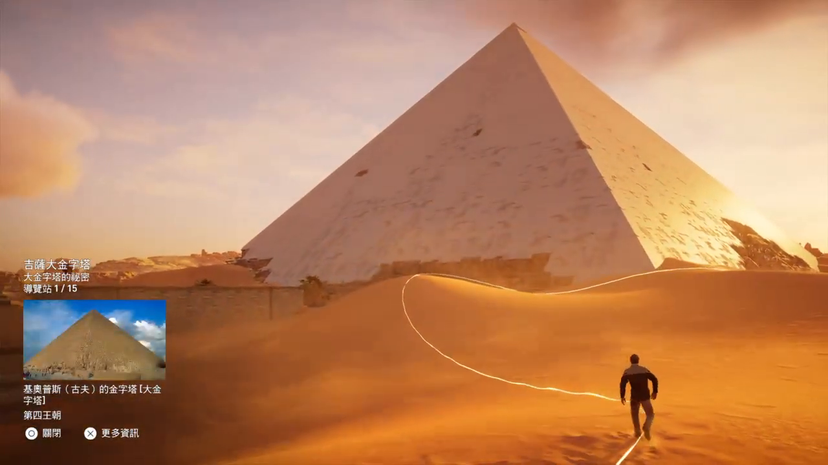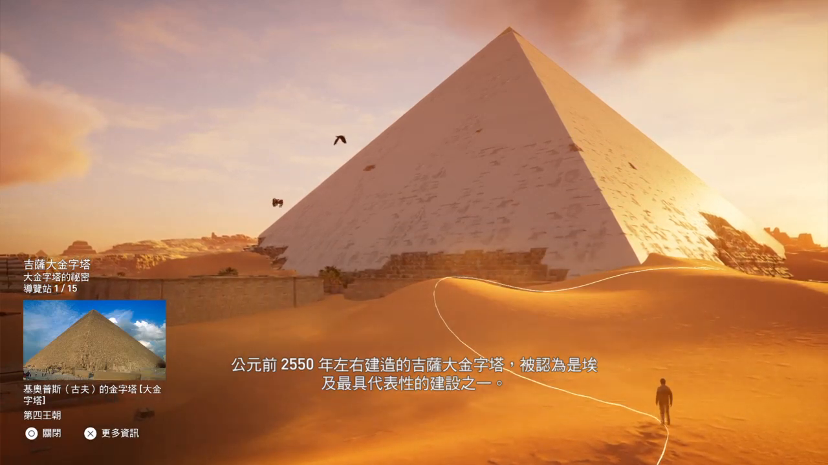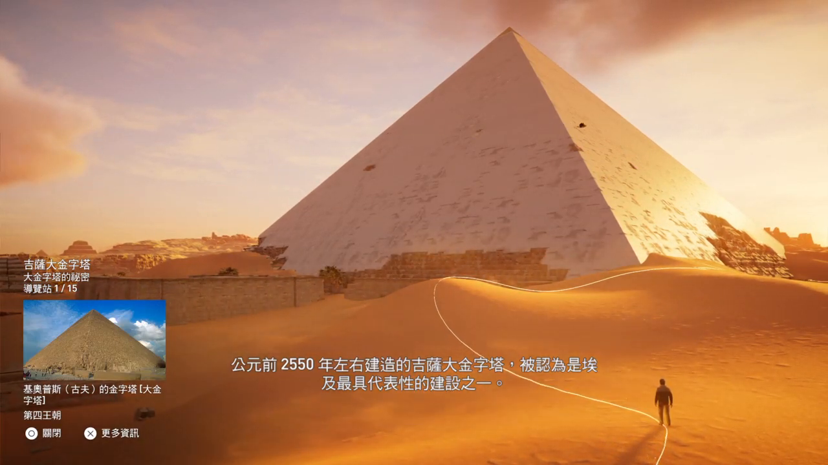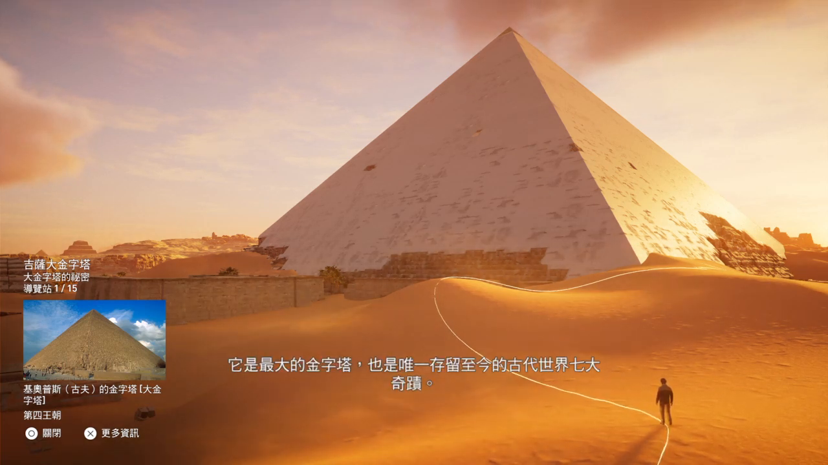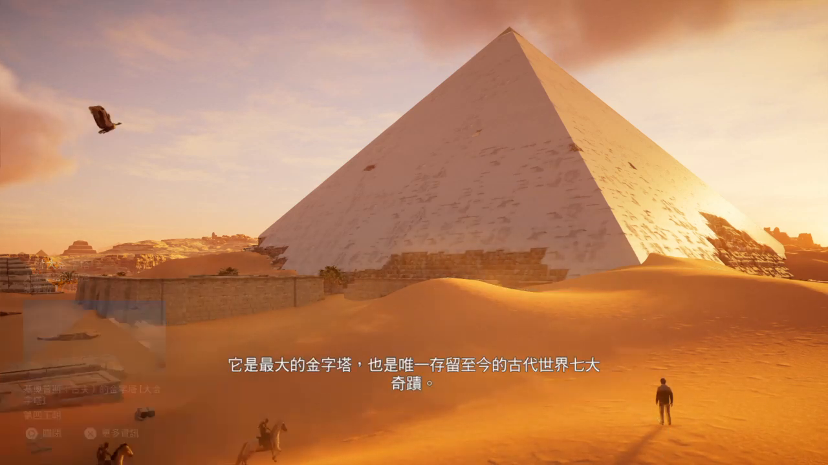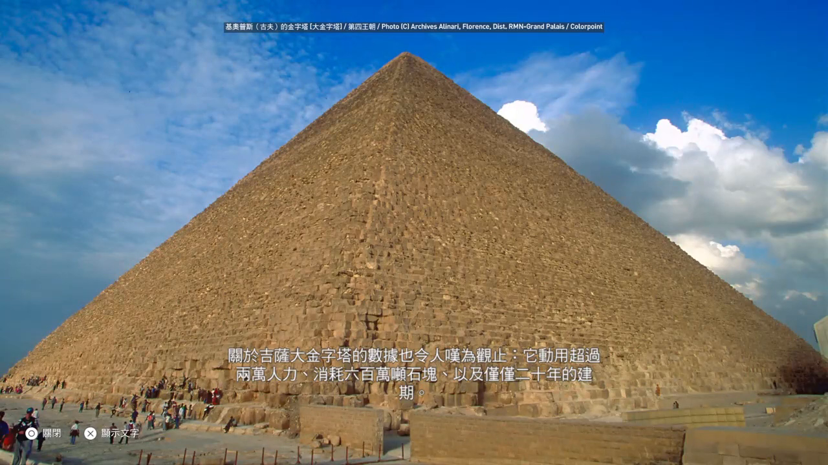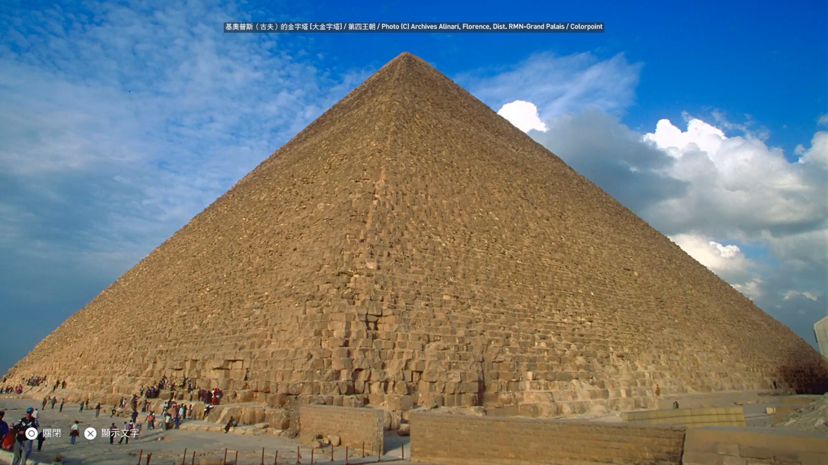Built around 2550 BCE, The Great Pyramid of Giza is considered one of the most iconic structures of Egypt. It is the biggest of the pyramids and the only one of the 7 wonders of the ancient world still standing. The numbers associated to the Great Pyramid of Giza are impressive. A workforce of over 20,000 people, 6 million tons of stone, and 20 years of construction. It was a massive undertaking for a pharaoh's tomb.